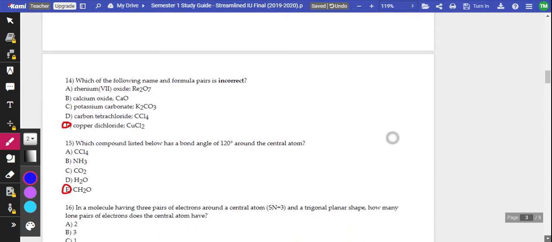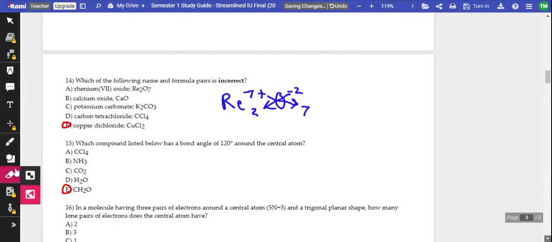Which of the following name and formula pairs is incorrect? Well, rhenium 7 oxide would mean our rhenium has a positive 7 charge, and our oxide usually has a negative 2 charge. Here's a little trick you can use. We have the ion crossover method, where you switch the charges over to be the subscripts of your formulas. It's the short way to figure out how much of each element you need to cancel the charge of the other. So Re2O7 looks pretty good to me.